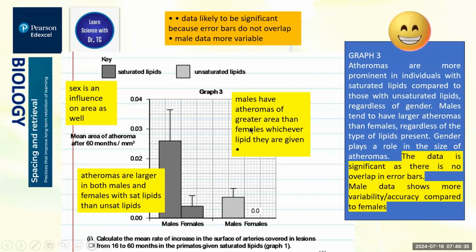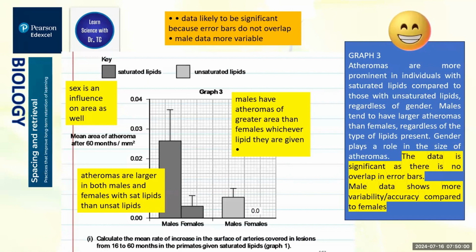Males have atheromas of greater area than the female, whichever lipid they are given. So males, even with saturated or unsaturated, compared to the female, have a higher area. So statistical part here: data likely to be significant because of error bars, mean values, and the error bars overlapping we can check.